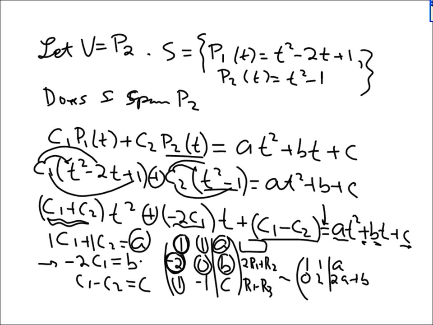In the third row, row 1 minus row 3. 1 minus 1 is 0. 1 minus negative 1 is 2. And the last column, a minus c is a minus c. Now hopefully you see a problem already.